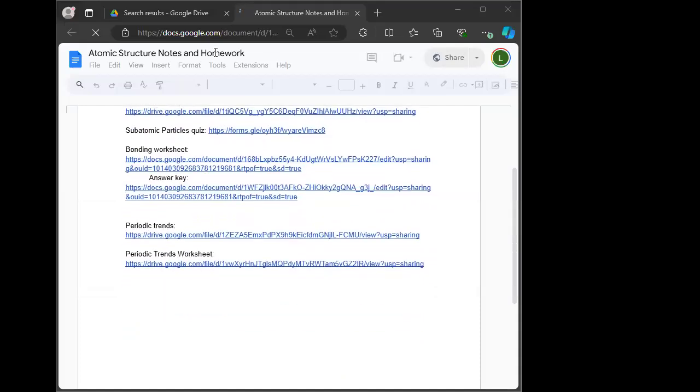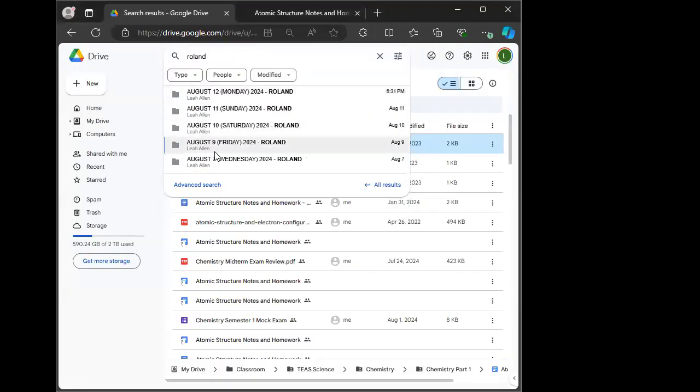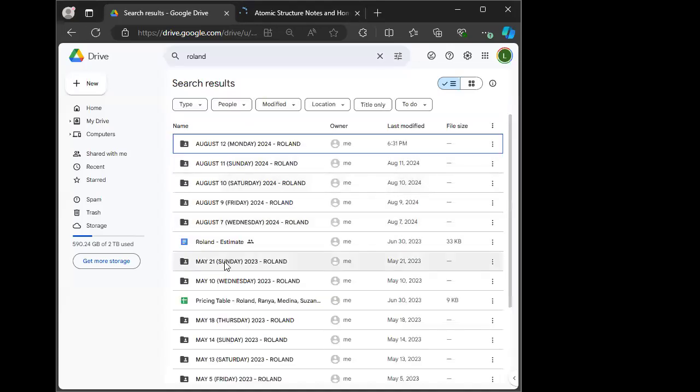Okay, that should be it for the atomic structure. Let me see what else was needed for the chemistry.